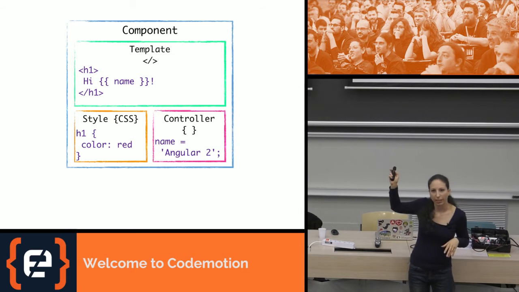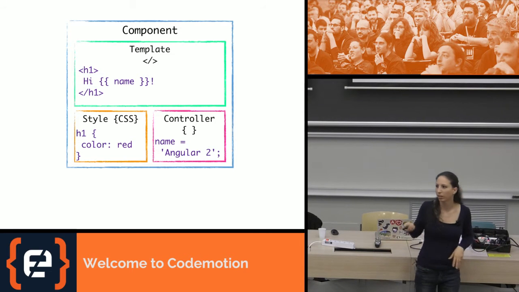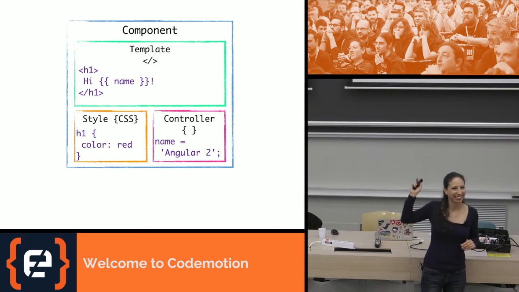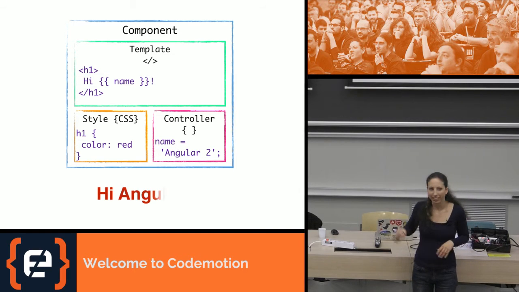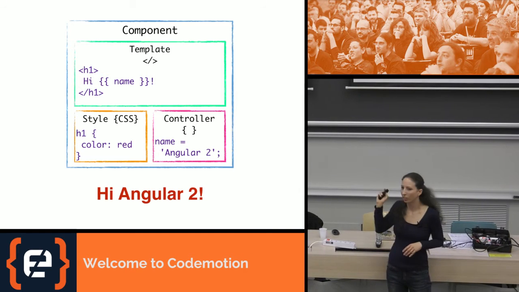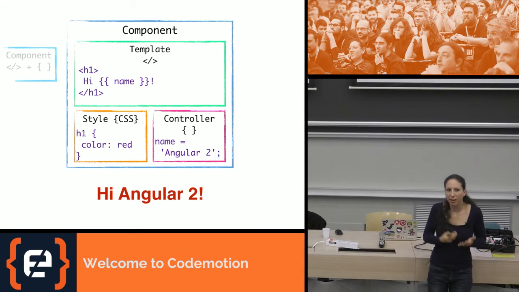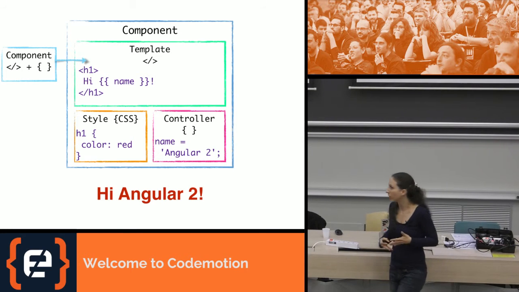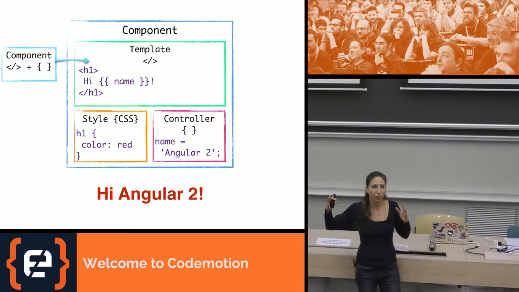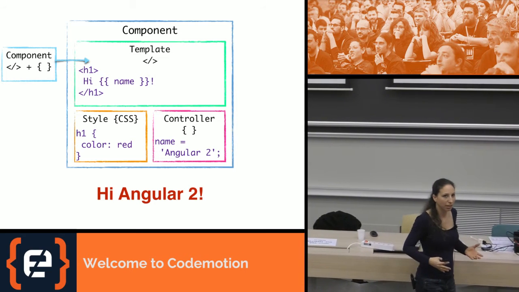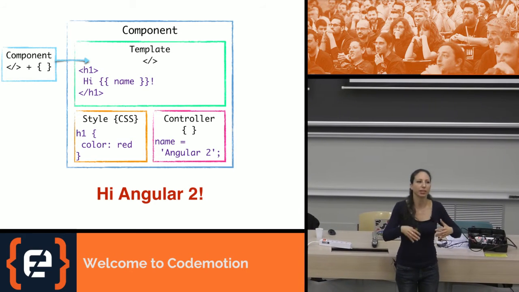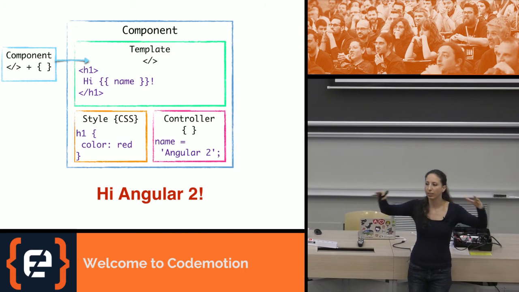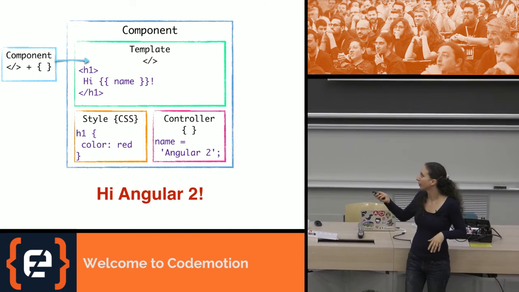Okay, so if we have this, what will be the result on the screen? Come on, you know it's easy. Okay, yeah. You'll see Hi Angular 2 in red. Okay, cool. So, what other things can we use in our components? First of all, we can use other components. And that's how we nest components one within the other. That's how we build the whole component tree.